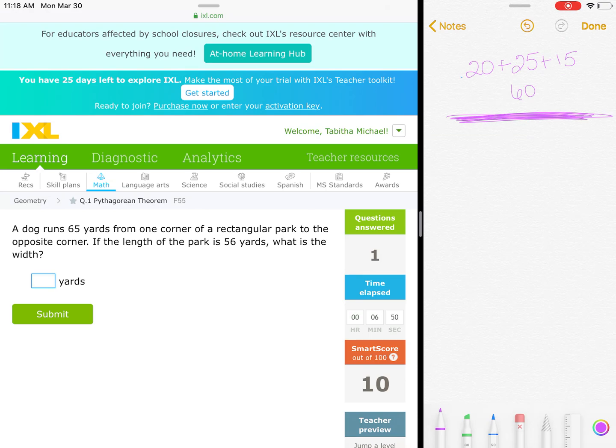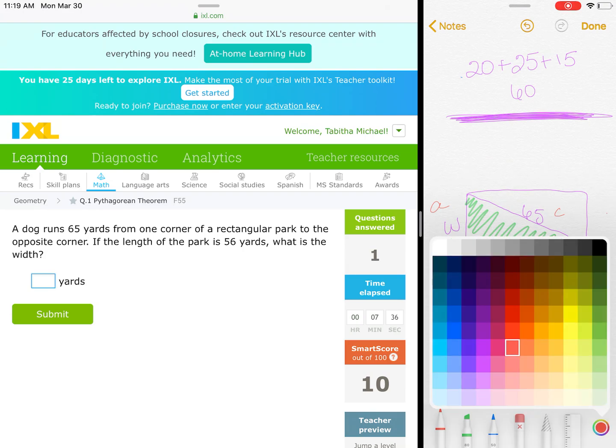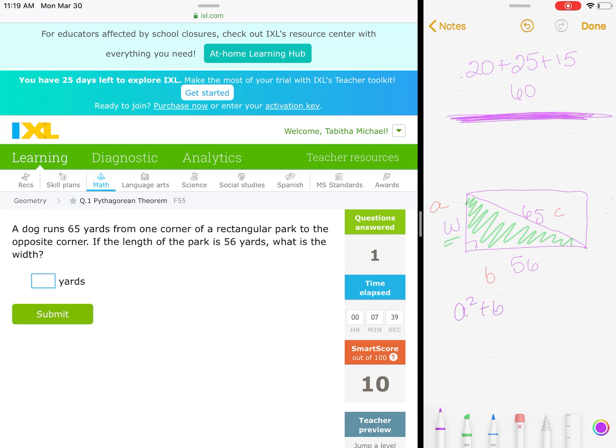It says a dog runs 65 yards from one corner of a park to the other. So I have a rectangular park. He goes from corner to corner, 65 yards. The length of the park is 56 yards. What is the width? It's a rectangle, so this is a right triangle. All I'm doing is solving this right triangle for the missing side. So we can call this A, we can call this B, there's C. A squared plus B squared equals C squared.